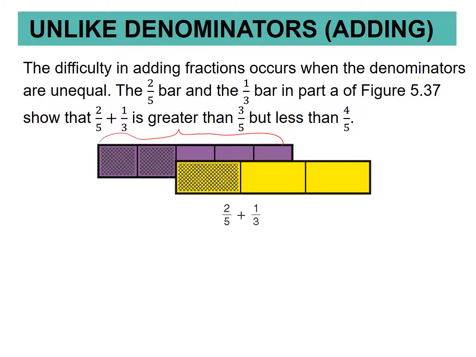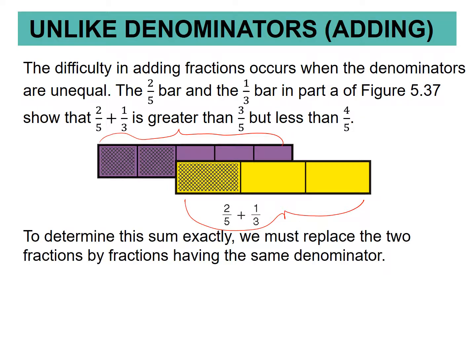In the same way, if I try to add 2/5, so 2 of the 5 parts of that purple bar shaded, with 1/3, I don't have the same kind of parts that I'm adding. Now I can get an idea maybe of about what this should be, but I want to know what it is exactly. So we're going to do a form of conversion. We're going to replace these fractions with fractions that have the same denominator.